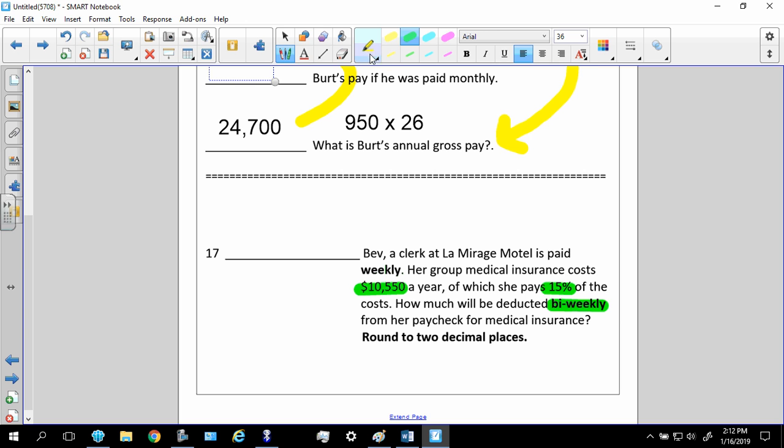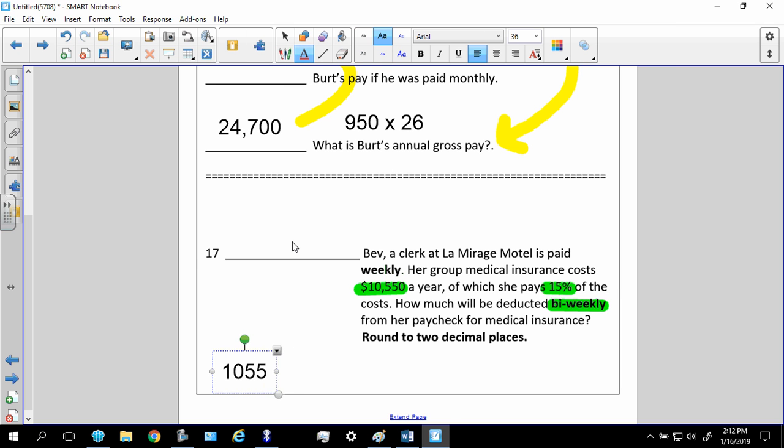All right, so this question again is very similar to the last, and that is starting with 10,550. I'm going to times that by 15%. So when I do that, I get an answer of $1,582.50. But that's what her responsibility is, and she gets paid bi-weekly. So I'm going to divide that by 26, and my answer is going to be $60.87.